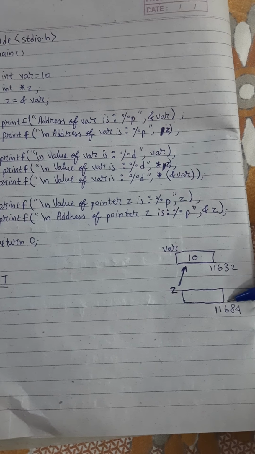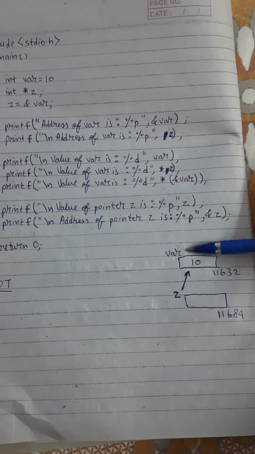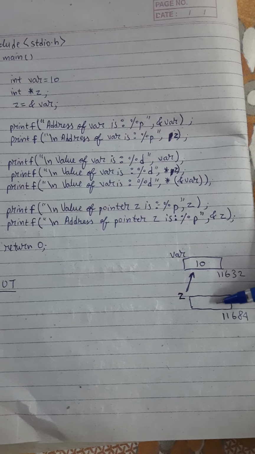Because z is a pointer, it will again be referring to a box. So here is this box. What will be the value inside this box? It will be the address of var. So the thing that will come here is 11632. Let me just write it.